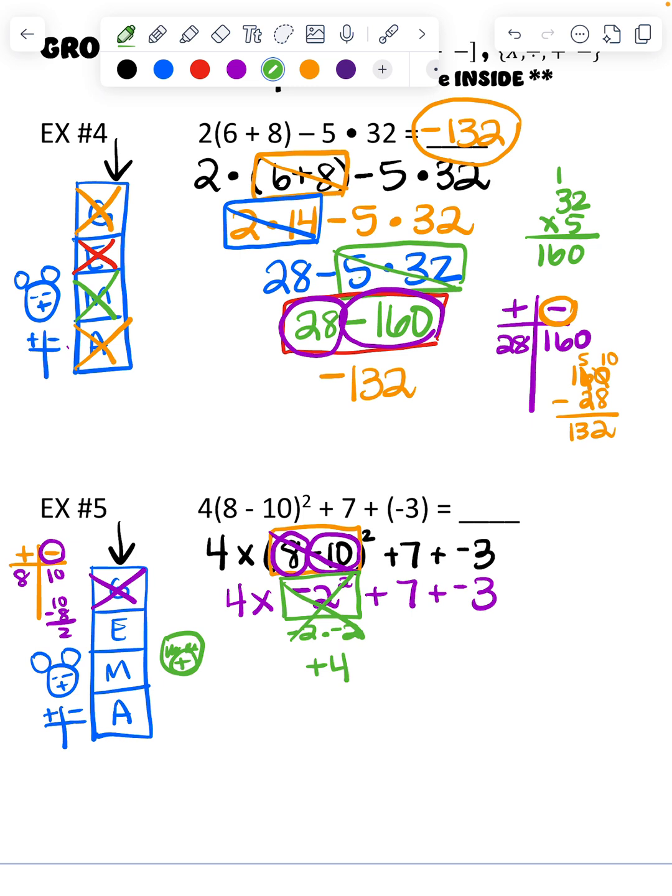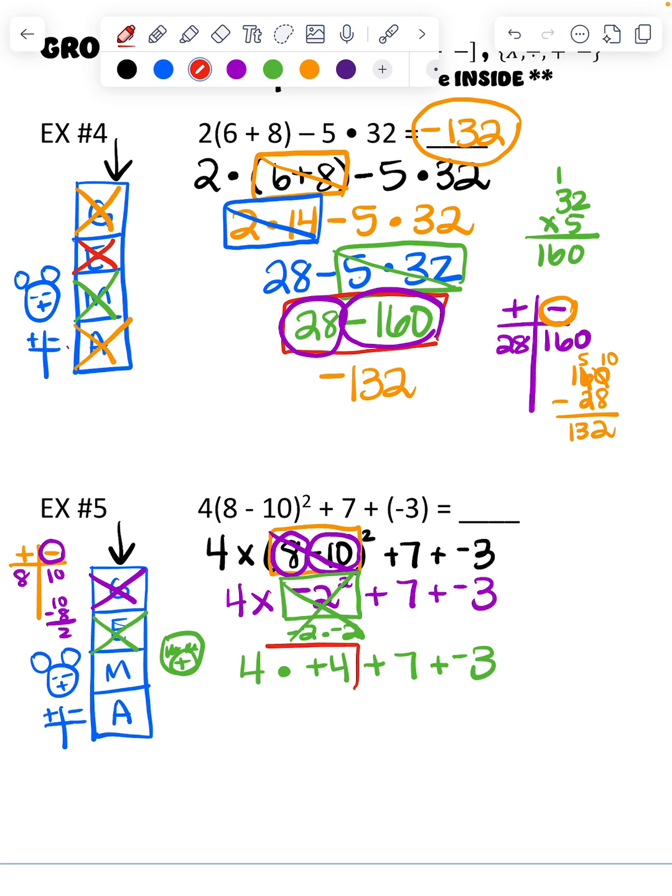So what's outside my box? Well, I have 4 times plus 7 plus negative 3. And I am still looking to make sure, do I have any more exponents? No. All right, I've moved on to my multiplicative section. So I'm looking for multiplying and dividing relationships. I can clearly see I have some multiplying right at the beginning. So as I move left to right, that's my first job.